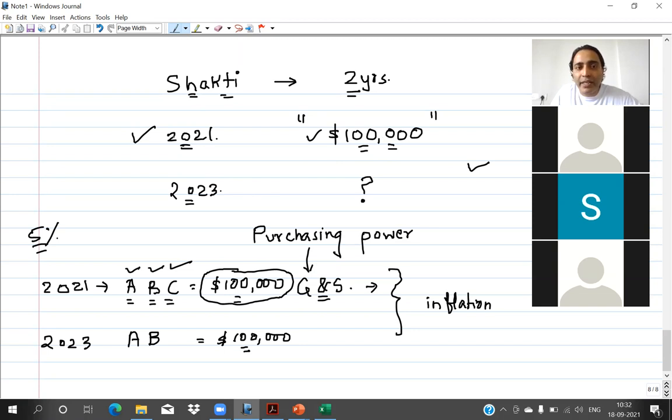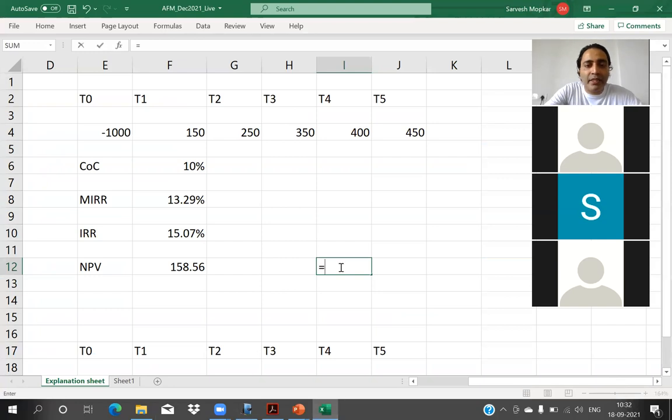In 2023, I'm going to give him $100,000 multiplied by 1.05 to the power 2. That means after 2 years, when Shakti joins me, I will give him 100,000 times 1.05 to the power 2 saal. I will give him 110,250. Tab jaakar wo ABC khareed payega.